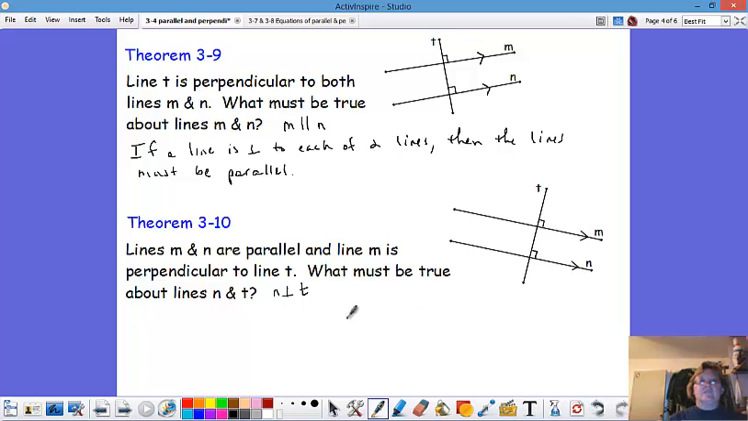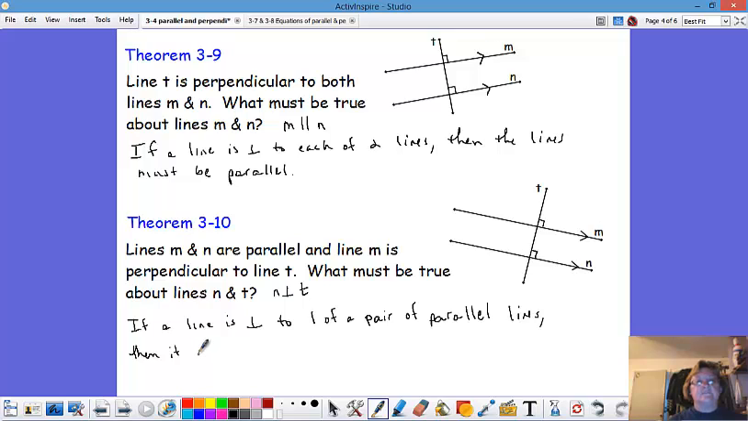Okay? So if we're going to state this theorem, we're going to say if a line is perpendicular to one of a pair of parallel lines, then it's perpendicular to the other line as well. If it's perpendicular to one of a pair of parallel lines, then it is also perpendicular to the other.